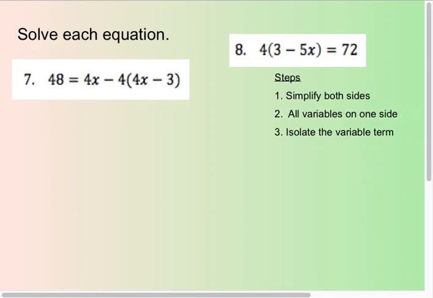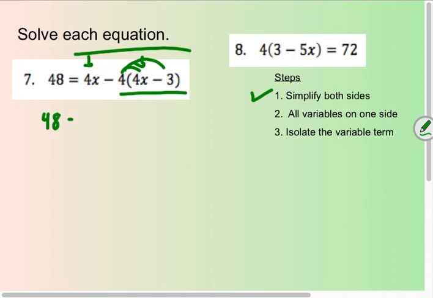Anyway, here we go. Simplify both sides. So we're going to have to do some simplifying here. Get rid of these parentheses, and then there's an x term here and here. They're both on the right-hand side, so I'm going to eventually combine those 2 terms together. But first, using the distributive property here to get rid of parentheses. 48 equals 4x minus, okay, negative 4 times 4x is negative 16x. Negative 4 times negative 3 is positive 12.